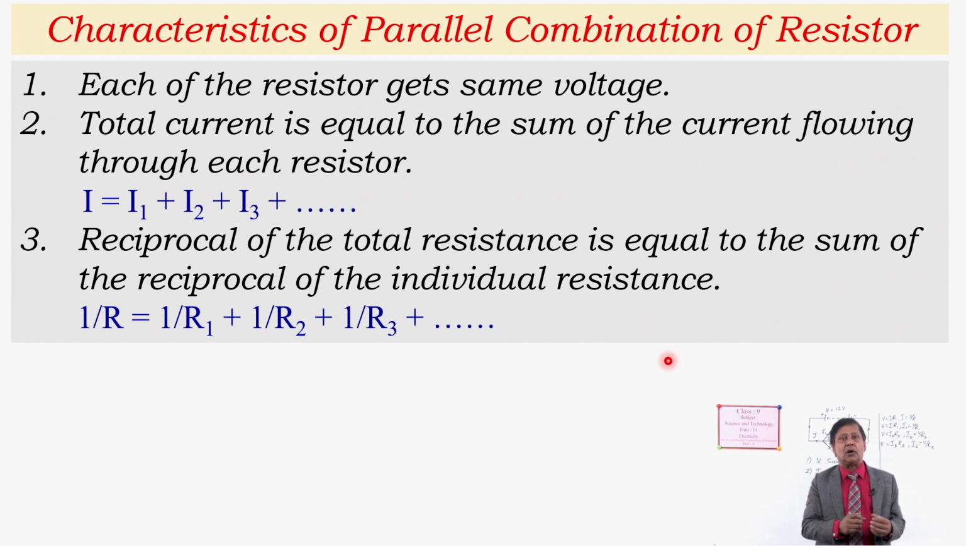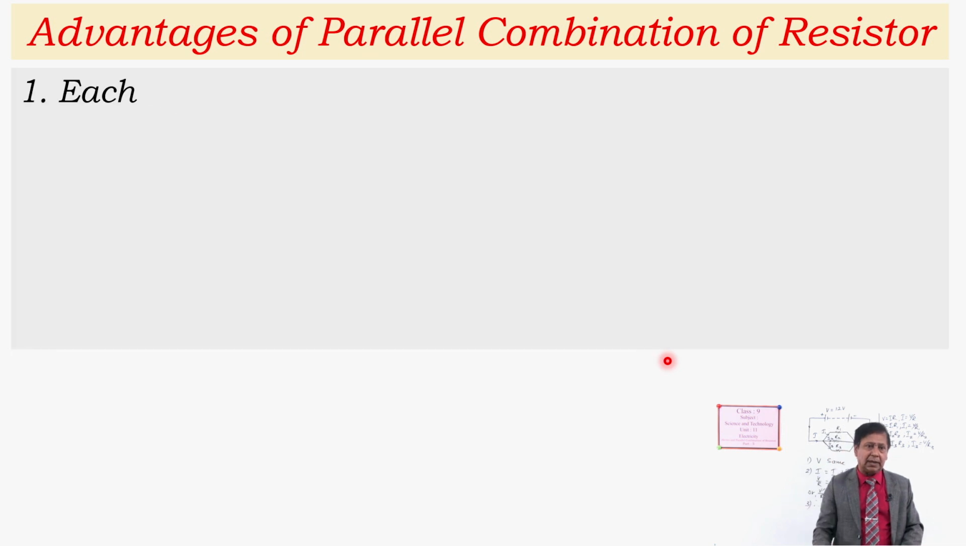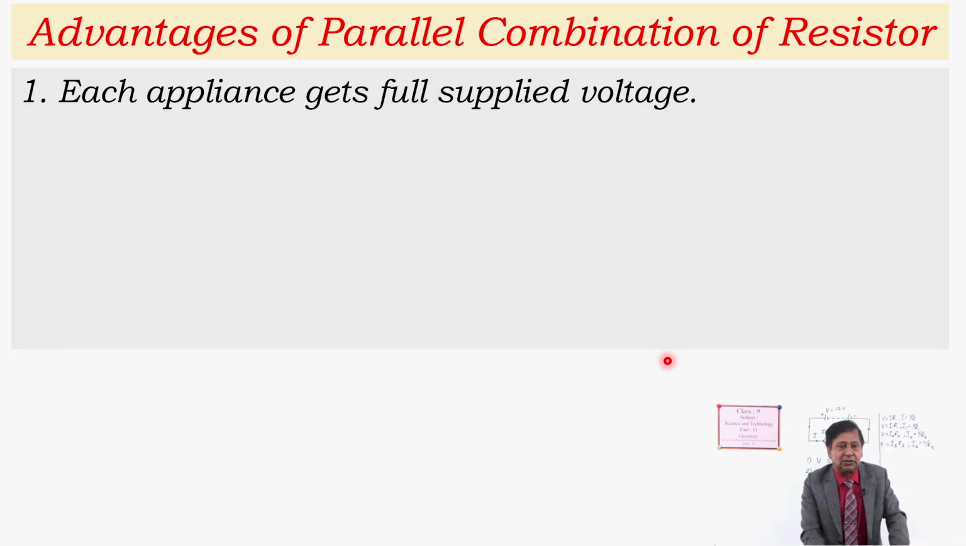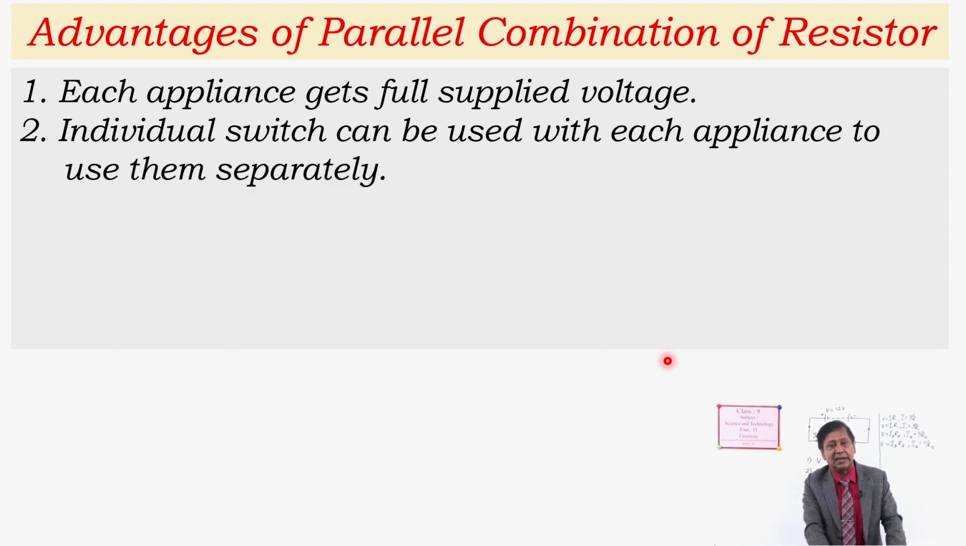Now, I want to talk about the advantage of this type of combination of resistor. What are the advantages? Look at this. Number one, each appliance gets full supplied voltage. If we are supplying 220 volt, each of the appliance gets the same 220 volt. If 12 volt, each of the appliance gets same 12 volt. And individual switch can be used with each appliance to use them separately. This is one of the great advantages.